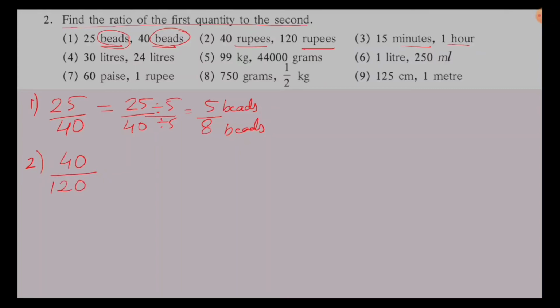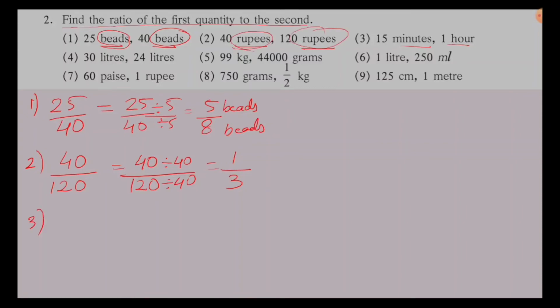Second one, 40 rupees upon 120 rupees. This is our ratio. So we will be dividing it with 40, and 120 will be coming in 40's table itself. 40 divided by 40 will be 1, 120 divided by 40 will be 3. So the ratio will be 1 upon 3. Both are in rupees, we don't have any problem.